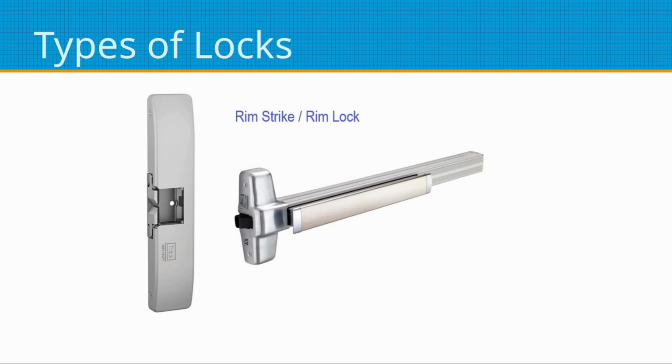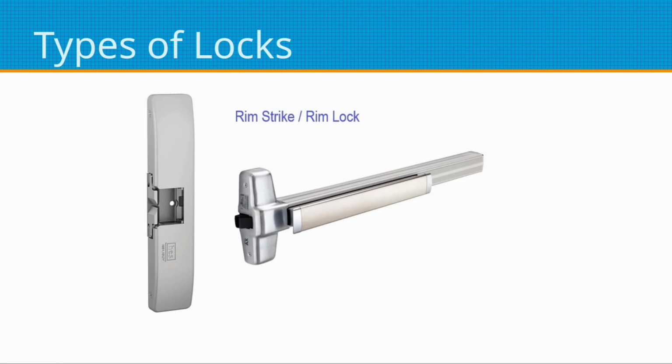Another type that's very common is called a rim strike or rim lock. To the left is an electrified rim strike. It happens to be the Hess 9600. There are dozens of manufacturers that all make a similar product. They're all excellent. We aren't picking any favorites here. That just happened to be the first picture I came across.